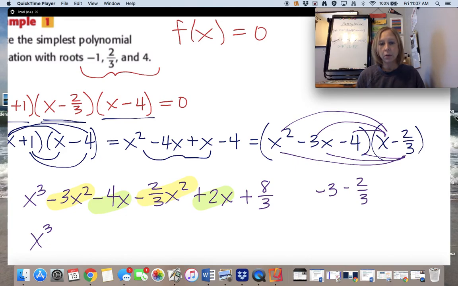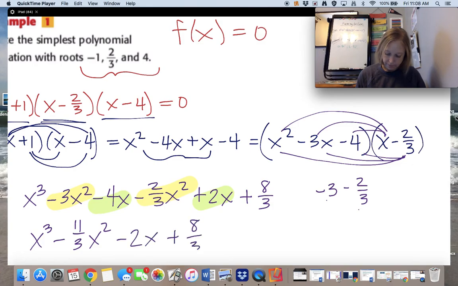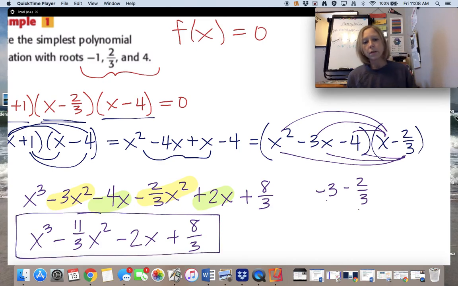I'm going to try to stick with an improper fraction here. So remember to do that, we multiply our whole number by our denominator, which is 3, add the numerator, which is 2, to get negative 11/3 over x squared. And then negative 4 plus 2 would be a negative 2x plus 8/3. And this is the standard form. Notice when it's in standard form, we also have our exponents in decreasing order, 3, 2, 1, 0.